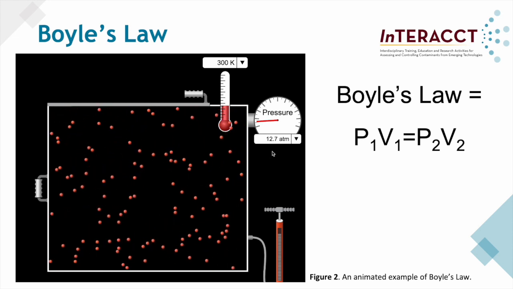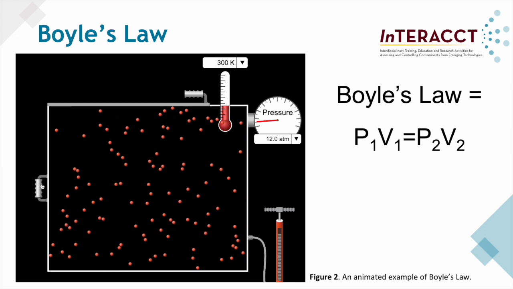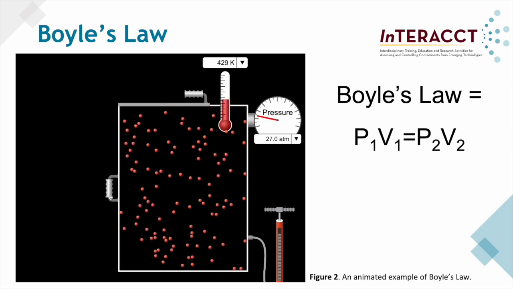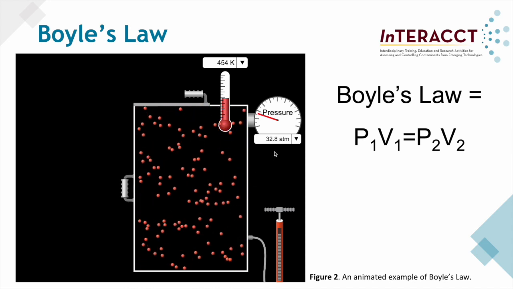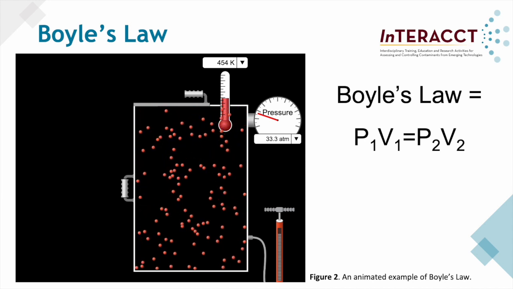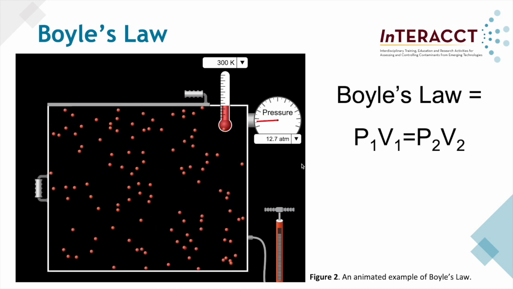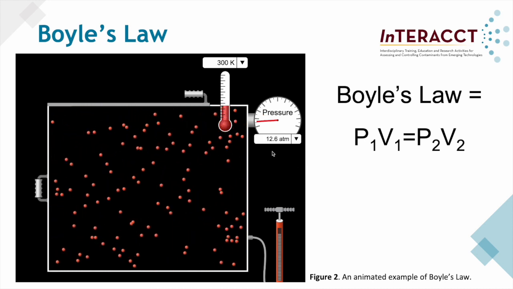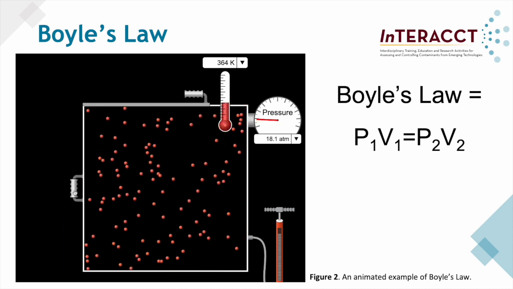Boyle's law expresses the relationship between pressure and volume and demonstrates that for a given chemical mass, the pressure exerted by a gas is inversely proportional to the volume occupied by it, provided the temperature remains constant. As you can see in this animation, as the volume is reduced, the gas molecules collide more frequently with the walls of the container, exerting more force onto the walls and therefore increasing pressure.